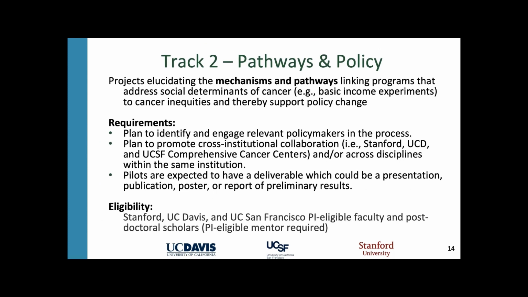Track two is the pathways and policy issue. So this is really unusual, but we want people to be thinking about how policies can be studied to help with rectifying persistent poverty problems. So it's going to be good to engage relevant policymakers in the process, people that work, as I said before, at the local, regional, state level, and plan to promote cross-institutional collaborations. This would be between the institutions we're talking about, and different disciplines within these institutions. So maybe epidemiologists and economists and anthropologists and political scientists, for example. And then pilots are expected to have a deliverable, as I said before.